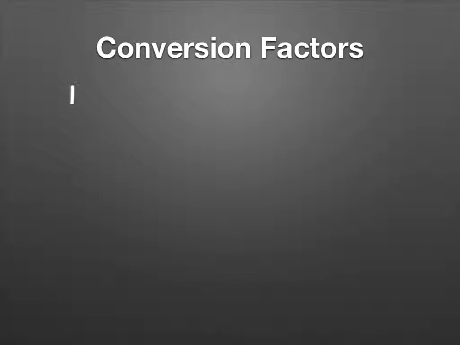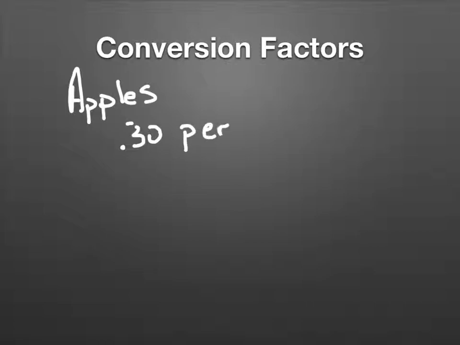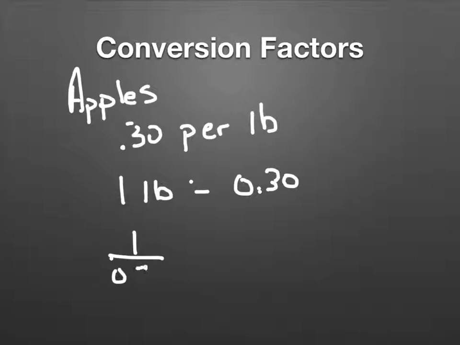If apples are 30 cents a pound, we can convert that into a conversion factor. We know that we can get 1 pound of apples for 30 cents. Using that equivalency, we can create a ratio. We know that 1 over 0.3 is equal to 1, or vice versa, 0.3 over 1 is equal to 1.